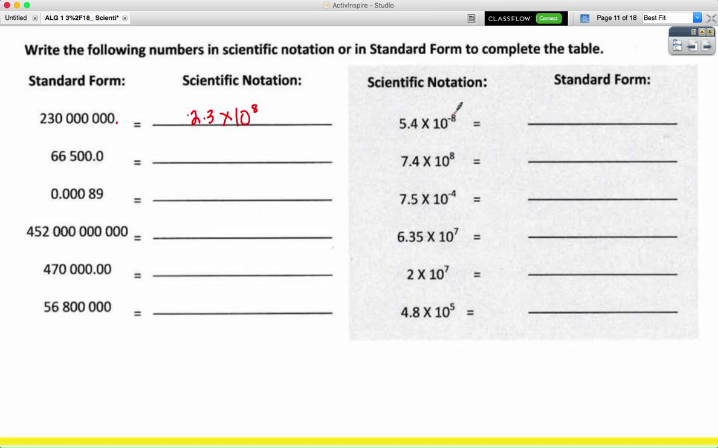So again, to undo it, this was originally a really small number. That's why I had a negative exponent. The decimal was originally 8 places back to the left. So I've got a decimal. There's going to be 7 zeros. And then 5, 4.